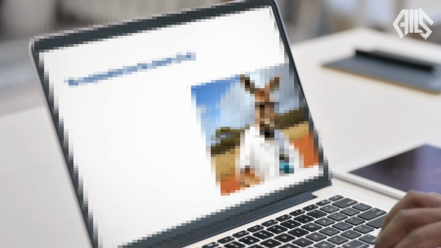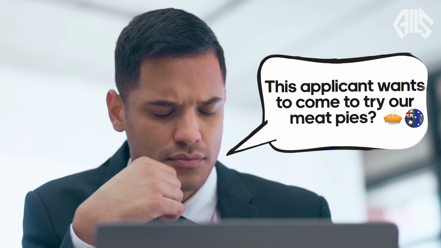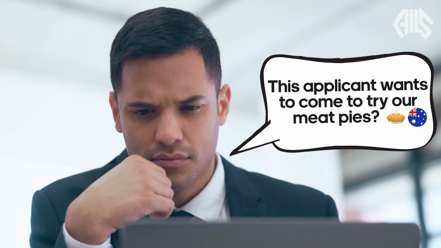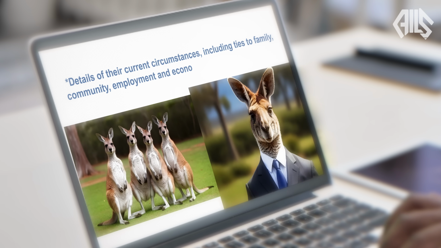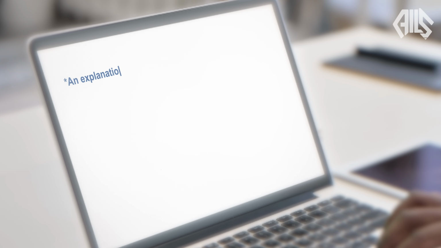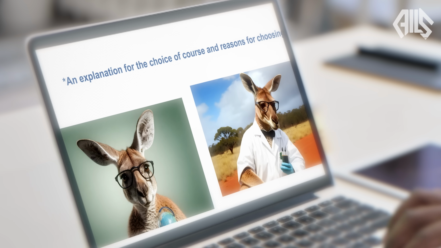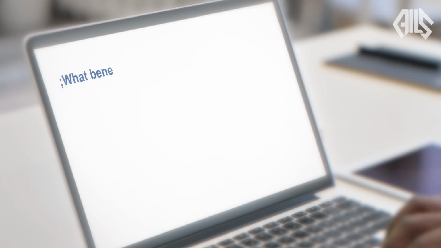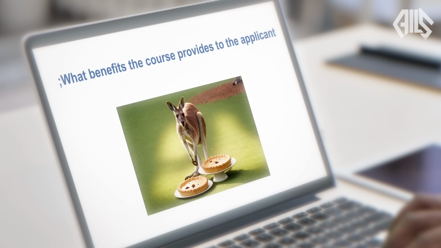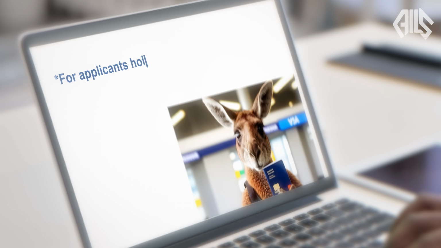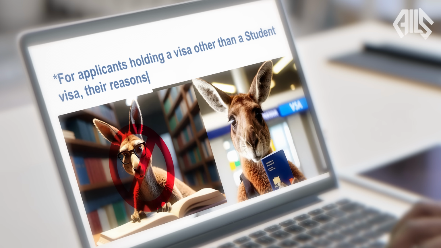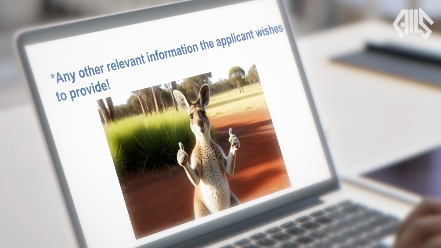These questions are meant to be able to give case officers an overview of an applicant's reasons for wanting to study in Australia. The intended questions will cover details of their current circumstances, including ties to family, community, employment, and economic circumstances. An explanation for the choice of the course and the reasons for choosing Australia as a study destination. What benefits the course provides to the applicant. For applicants with a study history in Australia, details of their study history. For applicants holding a visa other than a student visa, their reasons for applying for a student visa, and any other relevant information the applicant wishes to provide.